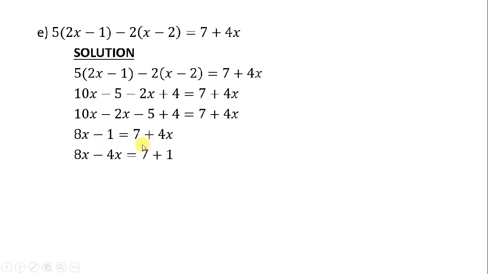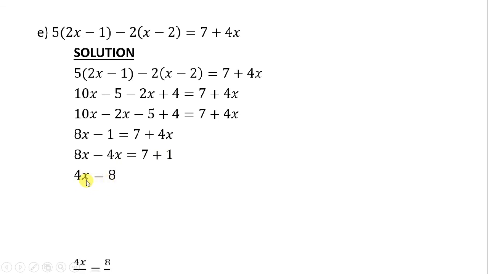From here, again, we have to group the like terms together. So we'll transpose this 4x from the right to the left. The sign has to change. It will become a negative 4x. We'll transpose this negative 1 from the left to the right. The sign will change. It will become a positive. So if you subtract 8x minus 4x, you get 4x. 7 plus 1 is giving me 8. So I have 4x is equal to 8.